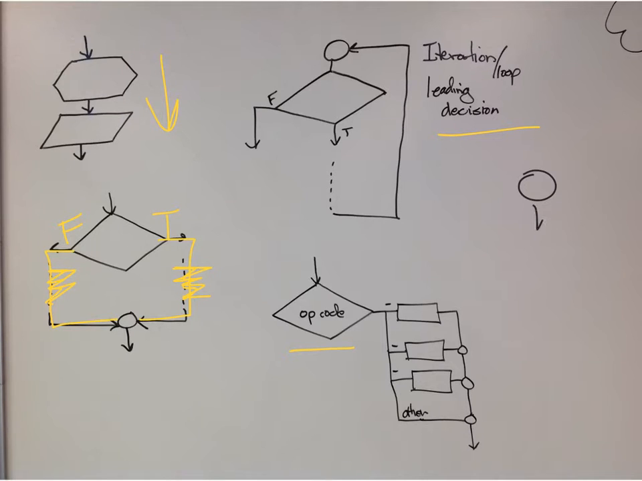You'd have a connector, then we'd have our decision. If it's false, you stay in the loop, get out if it's true. True, you stay in the loop, get out if it's false.